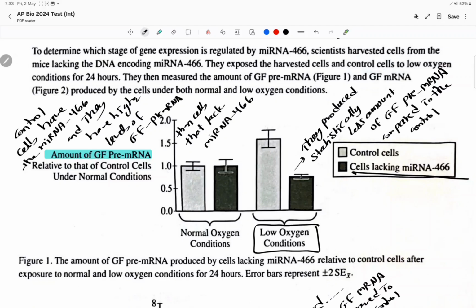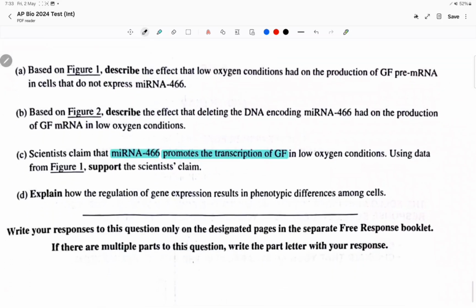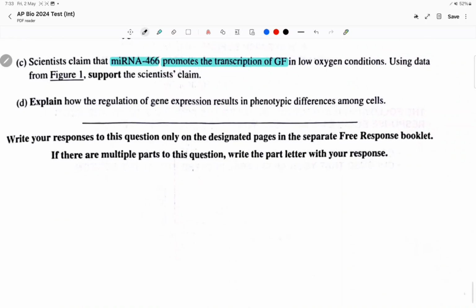Did they specify the oxygen conditions? They did say low, right? Yeah. Okay. D. Explain how the regulation of gene expression results in phenotypic differences among cells. So all your cells have the same genes, but those genes are going to be expressed to different levels. Some cells will express those genes, some will not. Some will express them higher, some will express them lower.